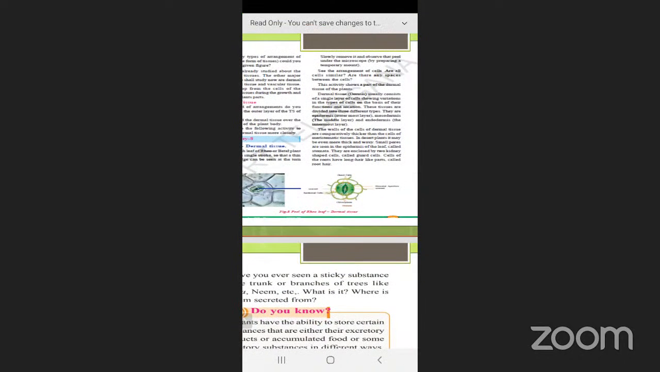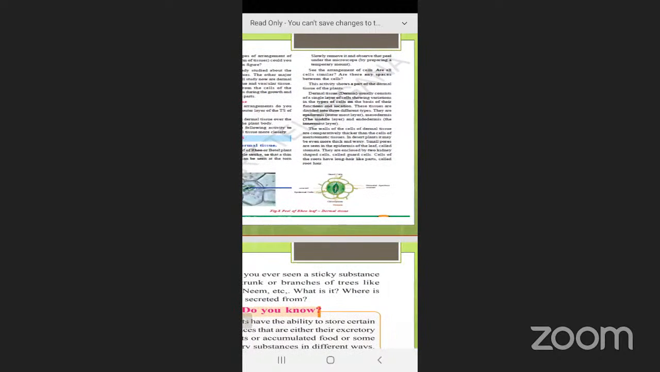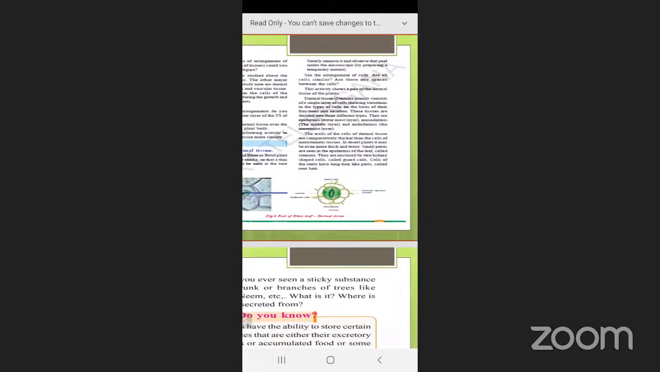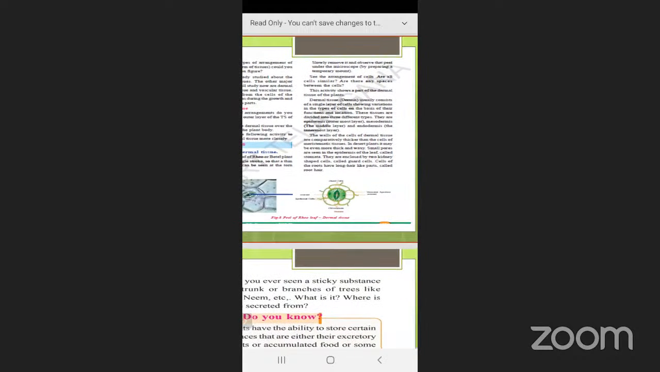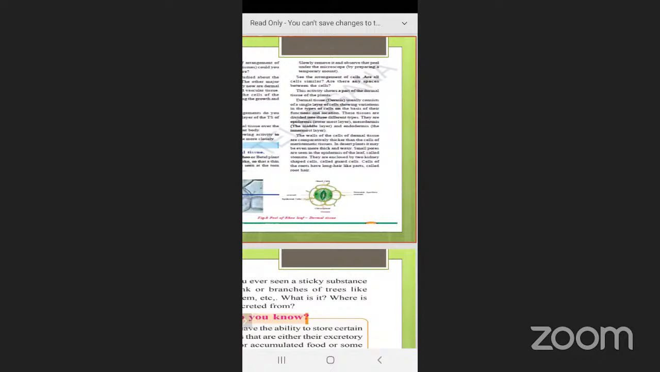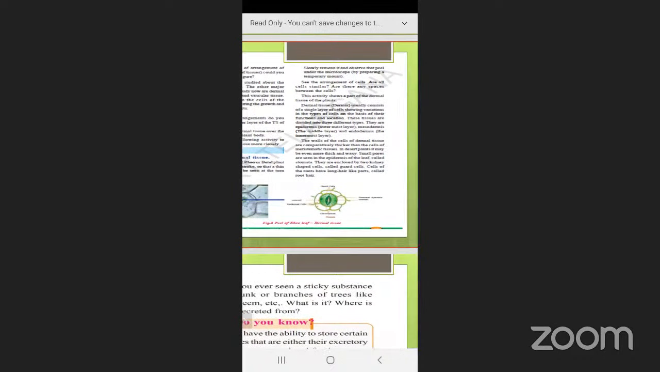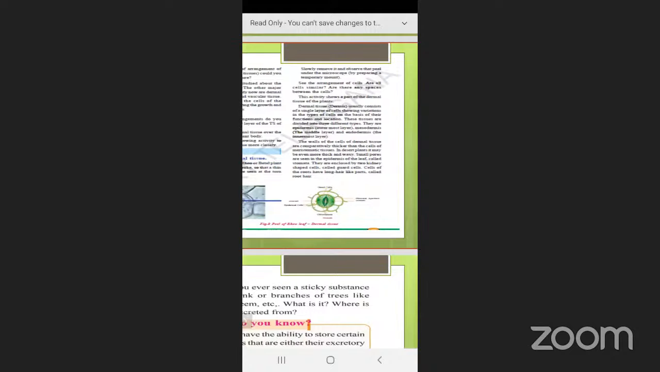The walls of the cells of dermal tissue are comparatively thicker than the cells of meristematic tissue, children. When compared to meristematic tissue, the walls of dermal tissue are thicker. See, in desert plants, they may be even more thick and waxy.